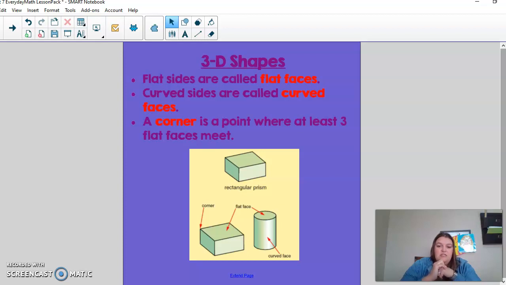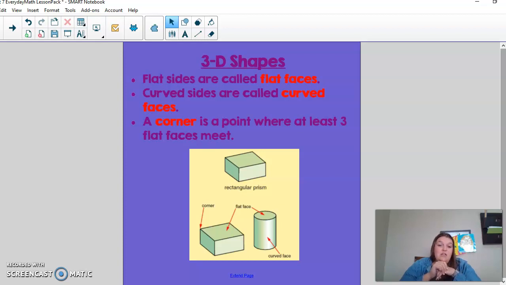So at the top you can see we have our rectangular prism. That's like a box, a cereal box, just a cardboard box. You'll see a lot of rectangular prisms around your house. So see where the corner is?